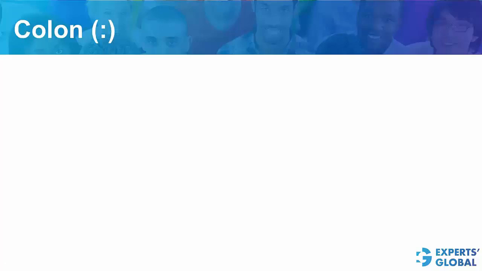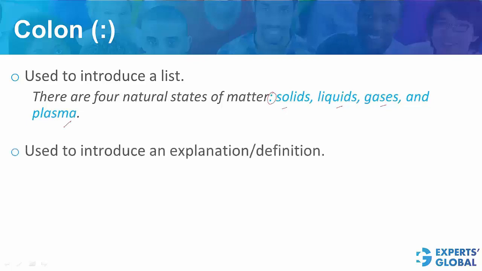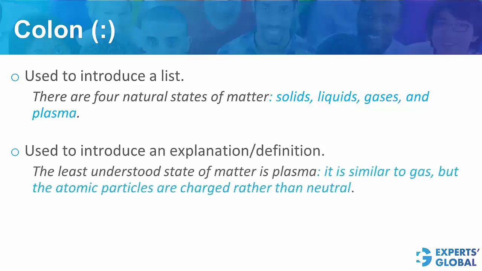Usage of colon. The first usage of colon is to introduce a list. Look at this example. There are 4 natural states of matter, and then the list follows: solids, liquids, gases, and plasma. And see, to introduce the list, we have a colon here. The second usage of colon is to introduce an explanation or definition. Look at this example. The least understood state of matter is plasma, and then what follows here is an explanation. See, to introduce the explanation, we have a colon here.